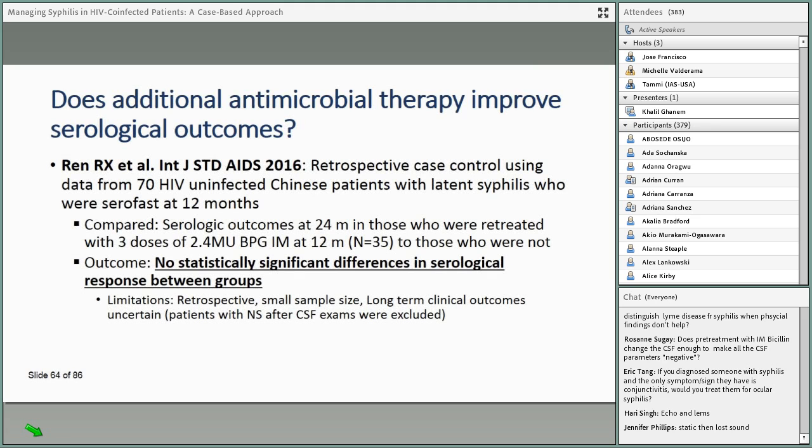He is asymptomatic. He denies any high-risk exposures at the time. He's been monogamous with his boyfriend for the past 9 months. His exam is completely normal, no ocular, no neurological signs.